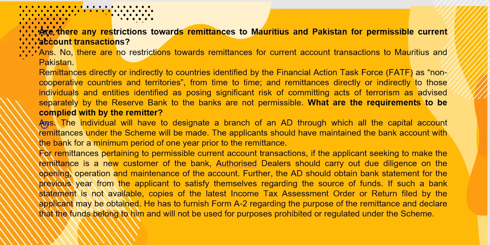The individual has to designate a branch of the authorized dealer through which the capital account remittances under the scheme will be made. Applicants should have maintained the bank account with the bank for a minimum period of 1 year prior to the remittances. For remittances pertaining to permissible current account transactions, if the applicant is seeking to make remittance to a new customer of the bank, authorized dealers should carry out due diligence on the opening and operation of the account. Further, ADs should obtain the bank statement for the previous 1 year of the applicant, satisfying themselves regarding the source of funds. If such a bank statement is not available, copies of the latest income tax assessment order or return filed by the applicant may be obtained. He has to further furnish Form A2 regarding the purpose of remittances.